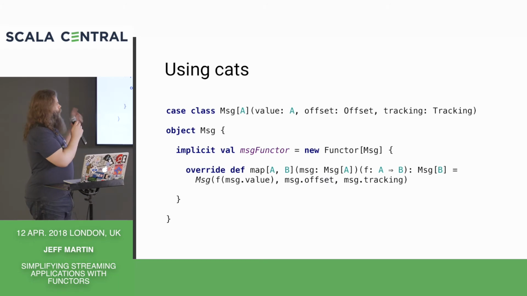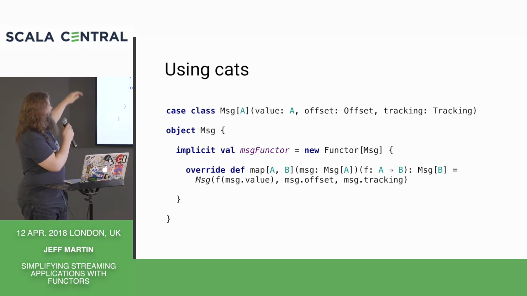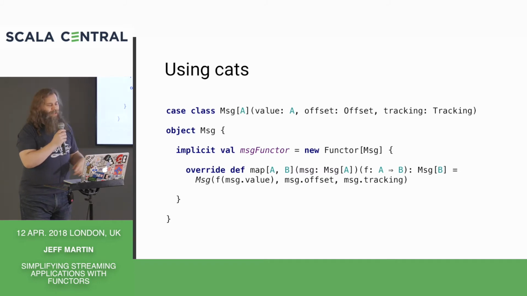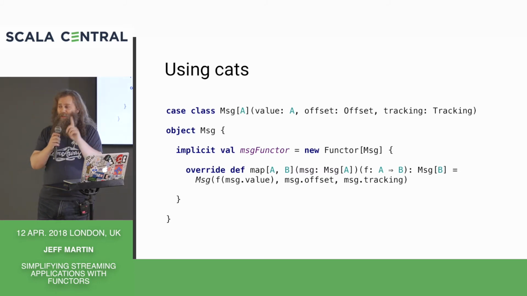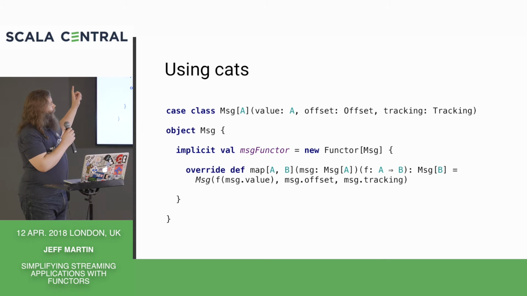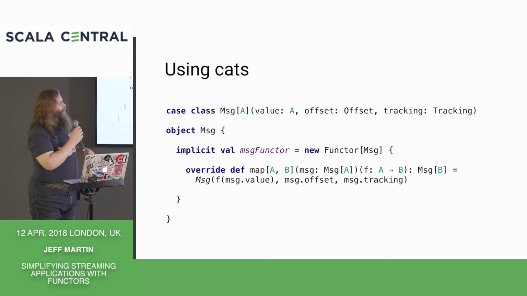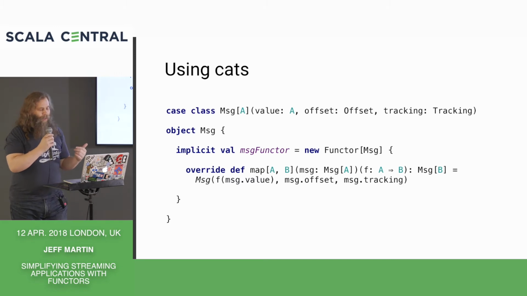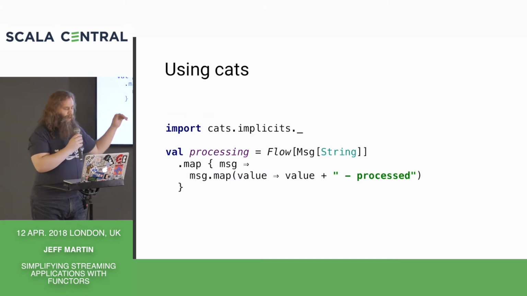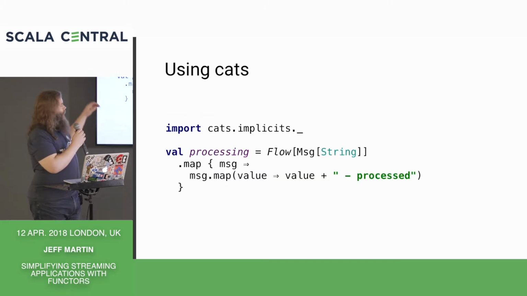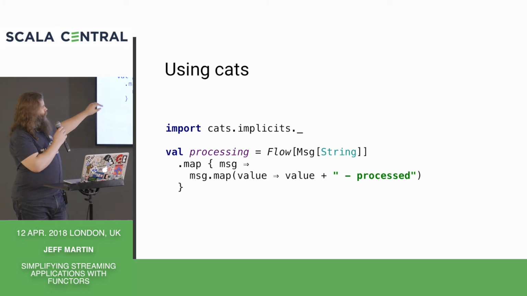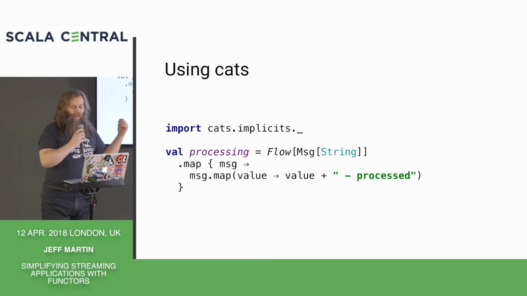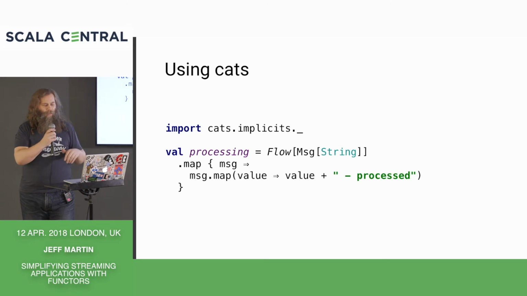So, back to this. Instead of putting the map method directly onto our message, we have a companion object. This is the single implicit in this talk. And we have an implicit type class, which is actually implementing the map for us. And what will happen is, when we use this, if we use the Cats implicits, it will actually stitch together the code for us and allow us to have a map method directly on our message.